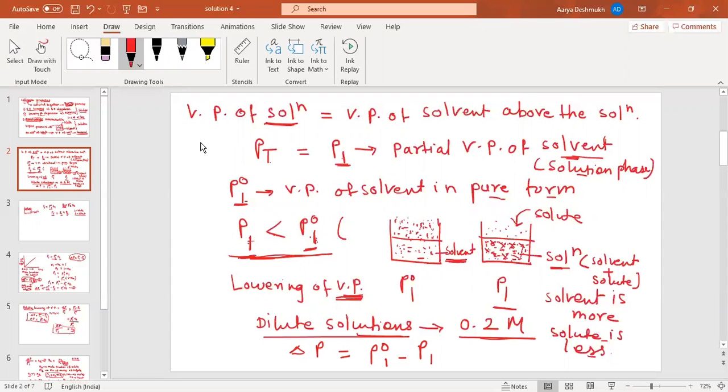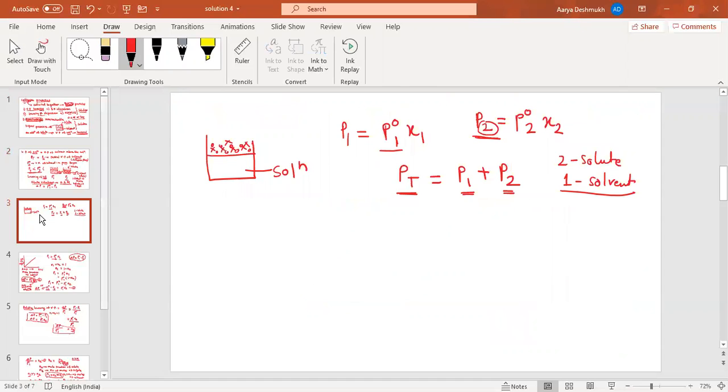It means that whenever a non-electrolyte solute is added to the solvent, there is a decrease in the vapor pressure of the solution. That decrease in the vapor pressure of the solution is denoted by lowering of vapor pressure. That is a colligative property because it depends on the solute molecules. The properties which are dependent on the solute molecules are called the colligative properties. So what is the actual reason for this lowering in vapor pressure?